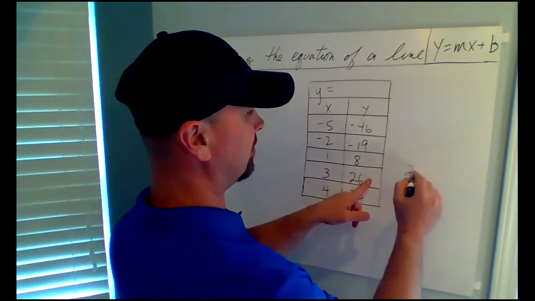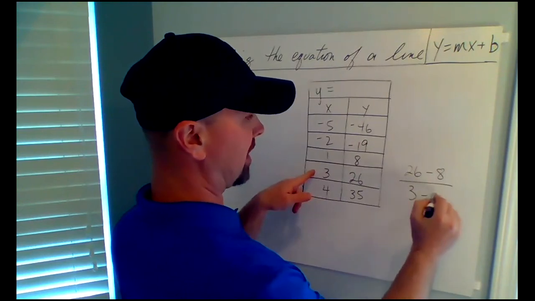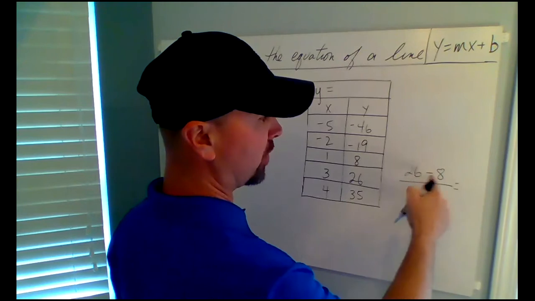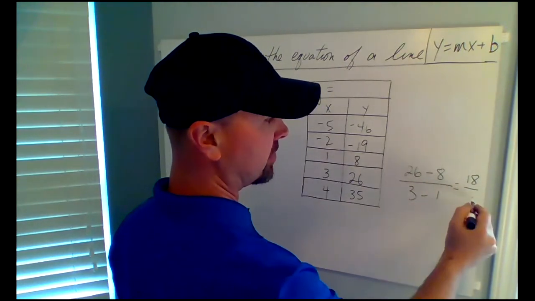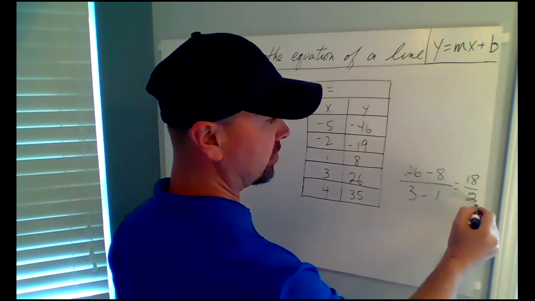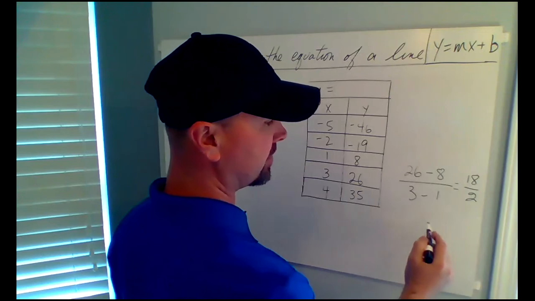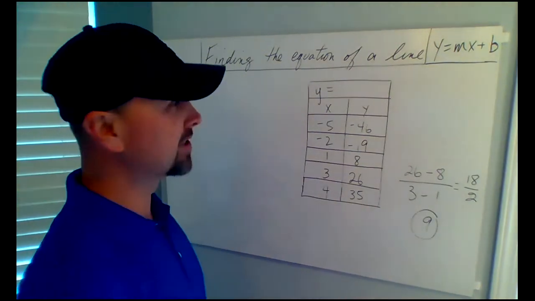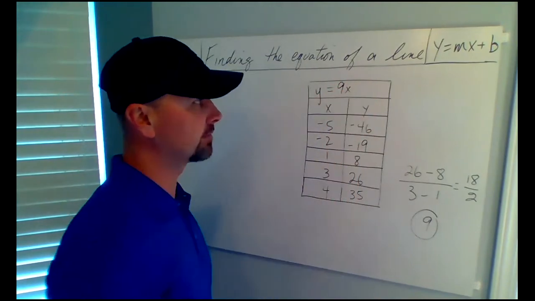So y2 minus y1 over x2 minus x1. Now I need to do the math, okay? 26 minus 8 is 18. 3 minus 1 is 2. 18 divided by 2, both of those are positives, equals 9. Okay, so the slope is 9. y is equal to 9x.